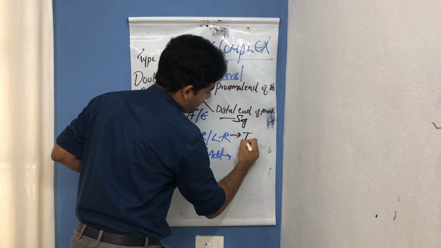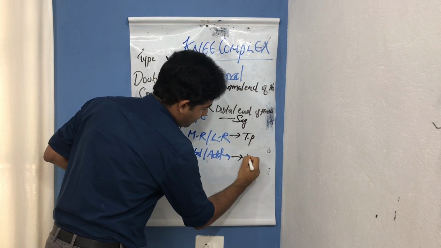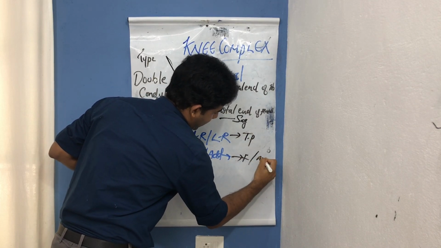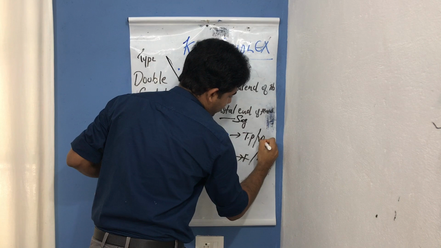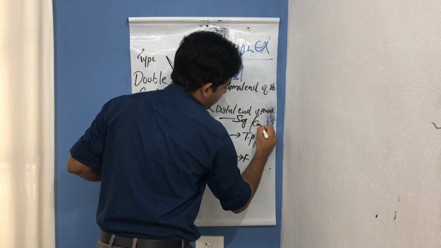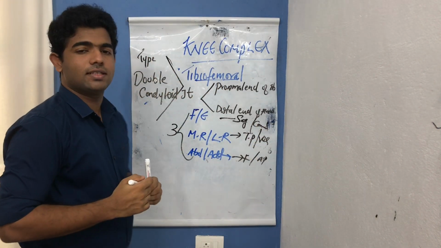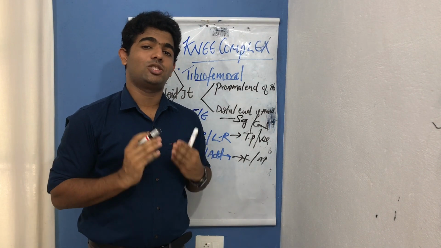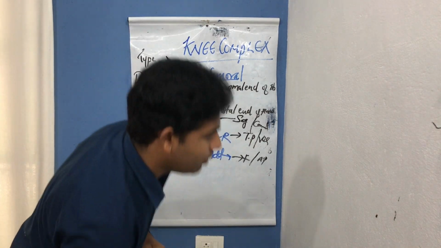This is in the transverse plane. This is in the frontal plane, AP axis. Transverse plane, vertical axis. Sagittal plane, coronal axis. That's all about the general introduction to the tibiofemoral joint.